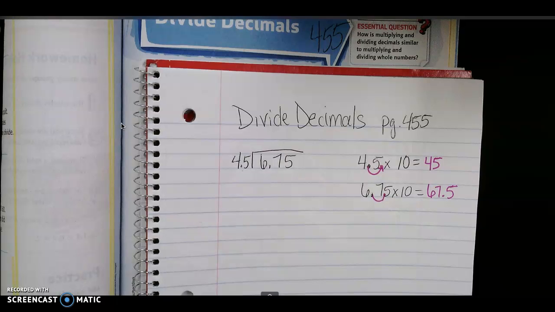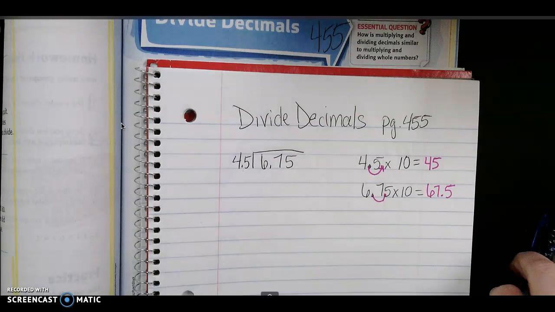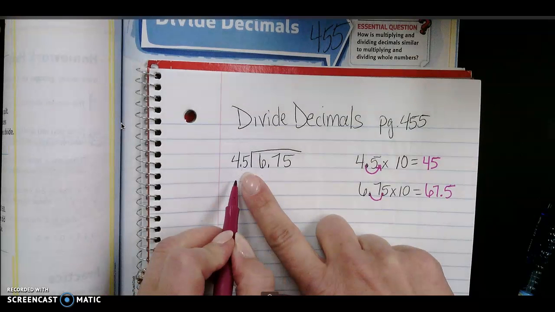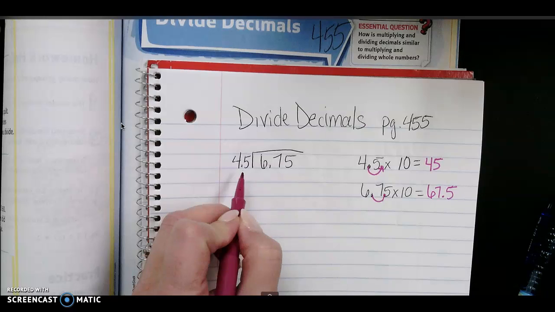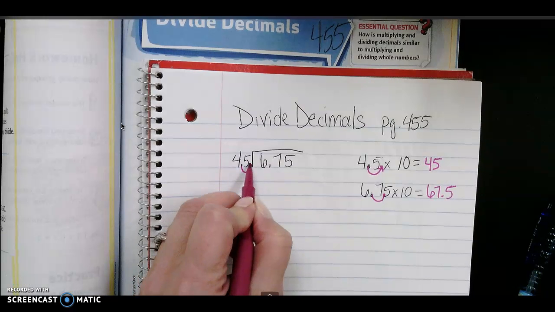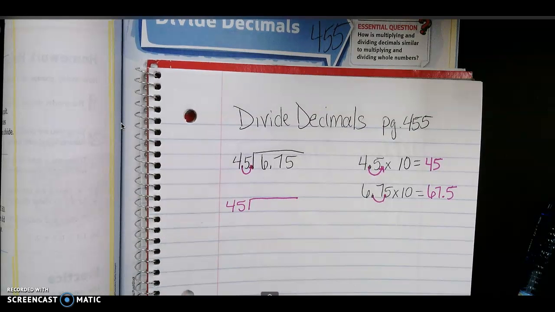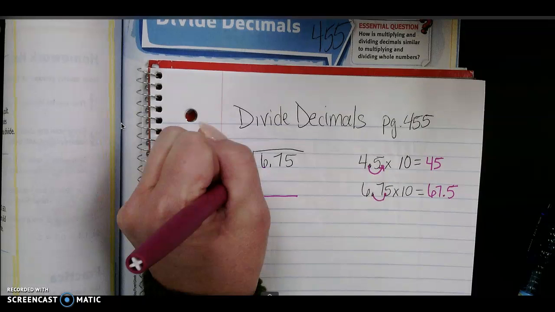What your work is going to look like on your assignment is, you look at the divisor first and go, okay, 4.5 has a decimal in it, so I need to move that decimal all the way to the end to get rid of it. It's going to give me 45. I just have to make sure that I move it to the end. Then I count how many spots it had to move. In this case, it only had to move 1 spot.